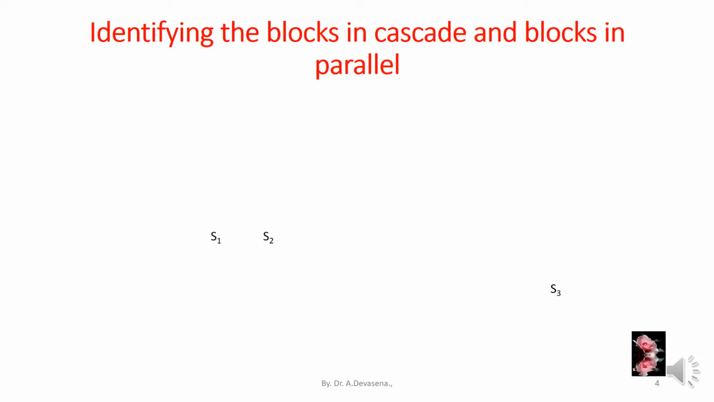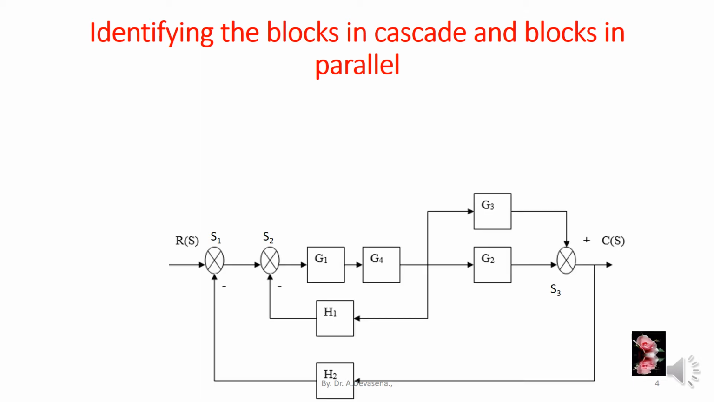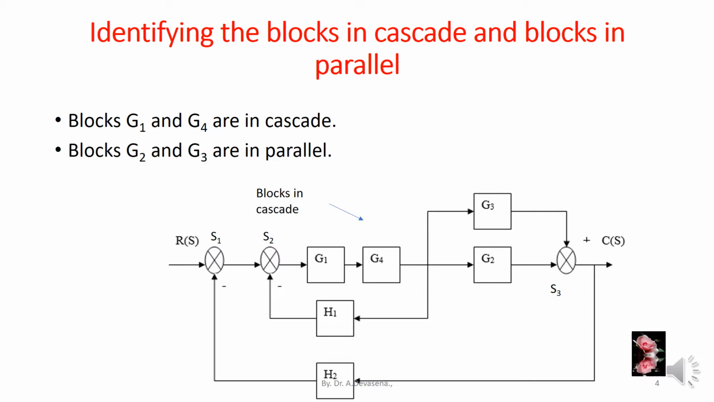Now we have to identify the blocks in cascade and blocks in parallel. Here the blocks G1 and G4 are in cascade. These two blocks G1 and G4 are connected to the summing point S2. Now this is the identification. Blocks G2 and G3 are in parallel. These two blocks G2 and G3 are connected to the summing point S3.